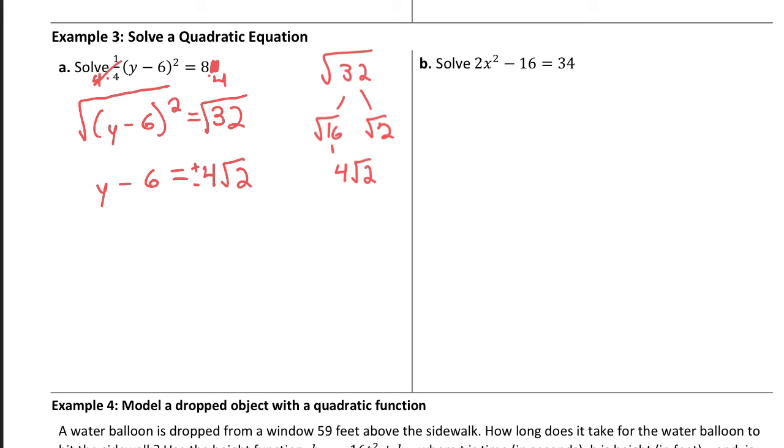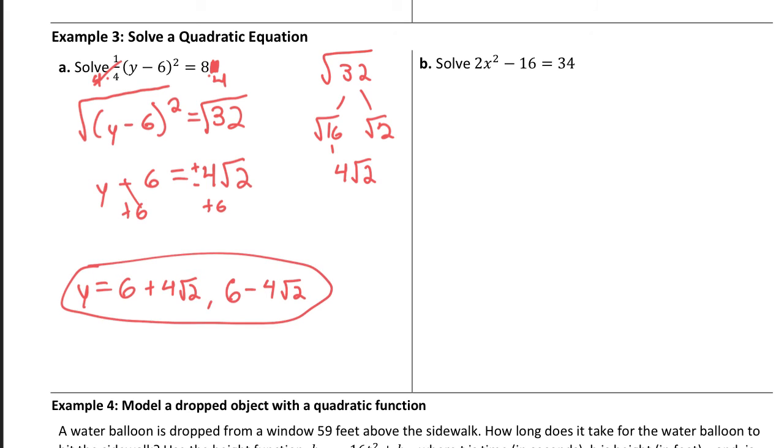So my final step is to add 6 to both sides. So my equation essentially has 2 solutions: 6 plus 4 square root 2 and 6 minus 4 square root 2. So whenever we take that square root, we've got to remember that plus minus, okay? Plus or minus, whatever the square root is.